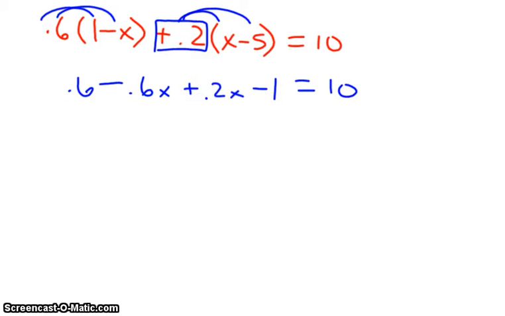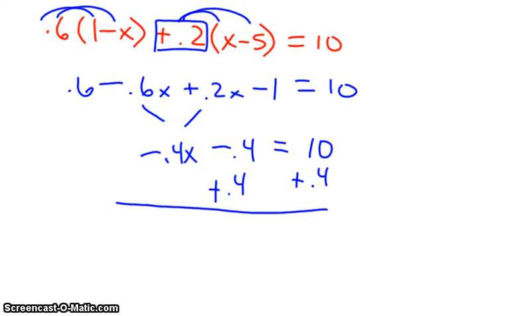Let's put everything together. I see some like terms right here. That's a negative 0.6x and a positive 0.2x. So when I put those together, I have a negative 0.4x. I have a 0.6 and a negative 1. That'll be negative 0.4, equals 10. If we see this, I'll add 0.4 to both sides, and I get negative 0.4x equals 10.4.